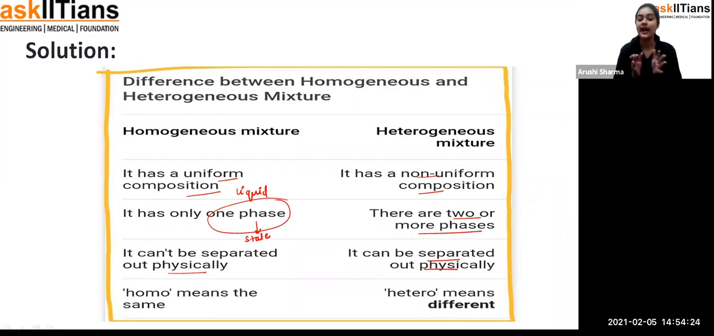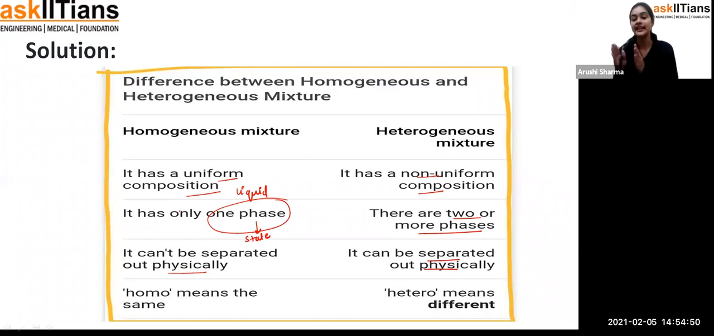So I hope you understand why we call it one phase and why we call it 2 or more phases. Again, if we see a salt solution, when you add the salt and mix it up, we are not able to find out where the salt has gone. So we see that there is only liquid, that is the water. That means it has only one phase.